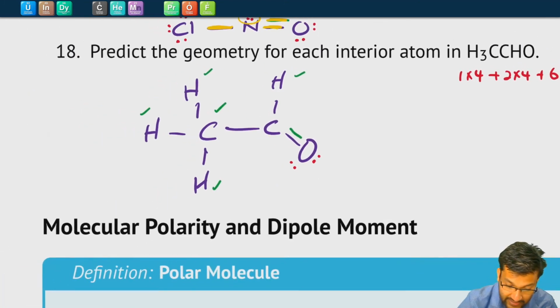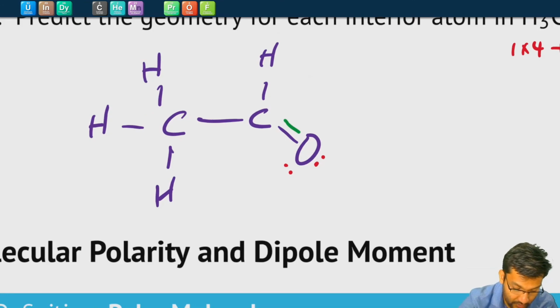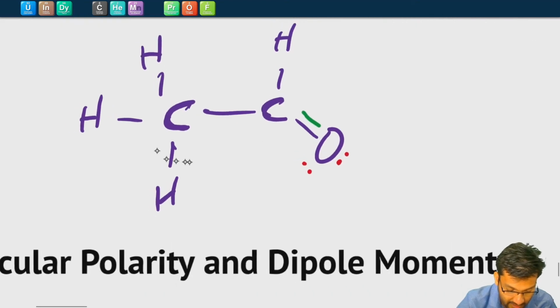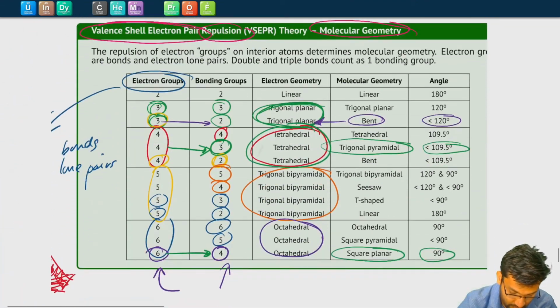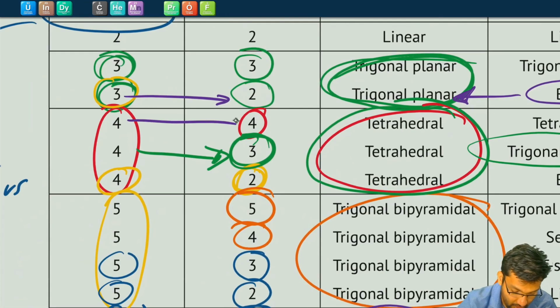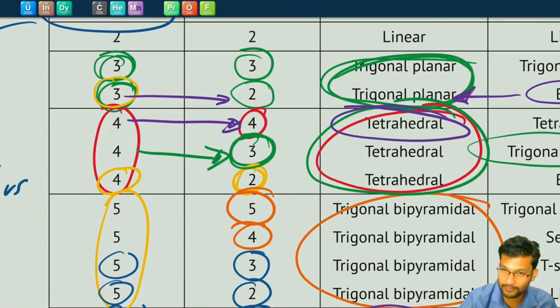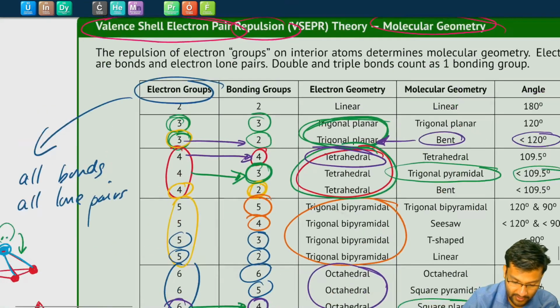Now let's predict what the geometry around each interior atom would be. In this case, the 2 interior atoms are our 2 carbons, right? Everything else is a terminal or end atom. All right, carbon on the left has 4 bonds, no lone pairs. So we go here, 4 groups, all 4 are bonds, it's tetrahedral. That's how we figured that out.